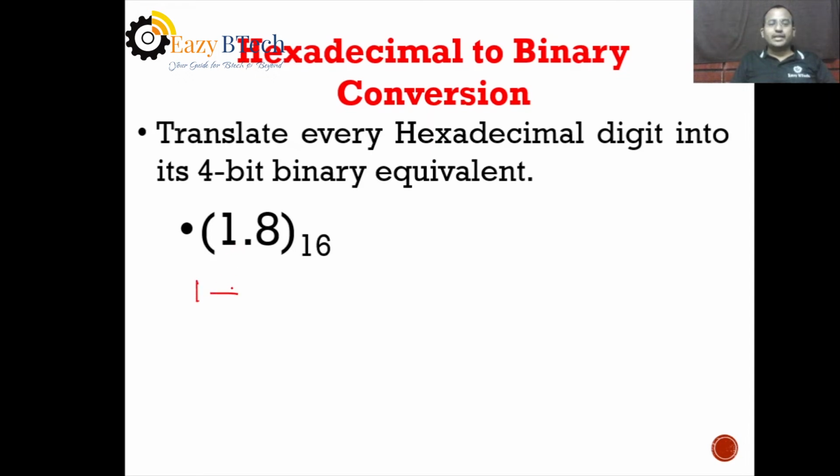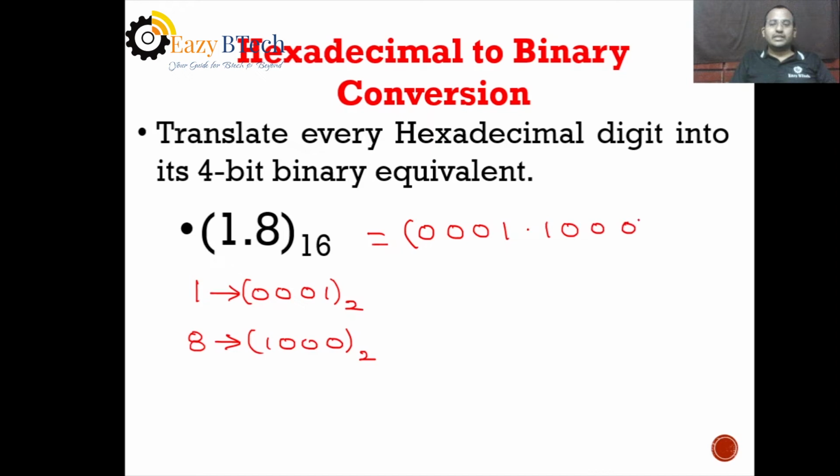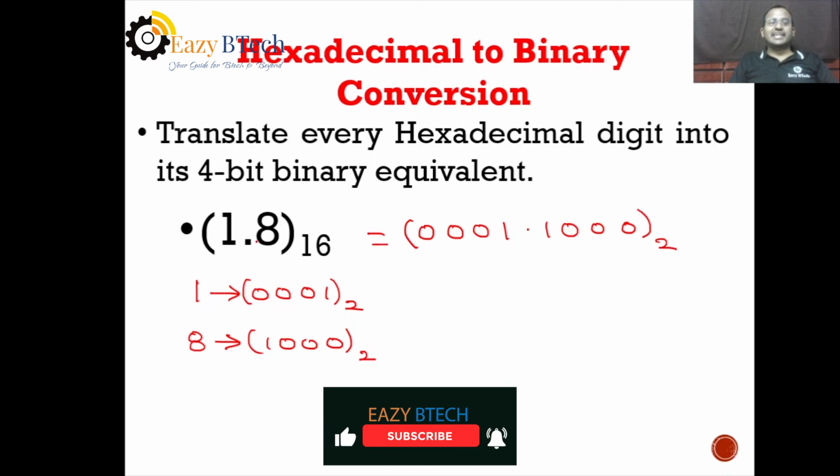For 1, it is 0001, and for 8, it is 1000. So it is simple and straightforward. For the given hexadecimal number 1.8, the corresponding binary equivalent is 0001.1000. So this is the corresponding binary equivalent for the given hexadecimal number, right?